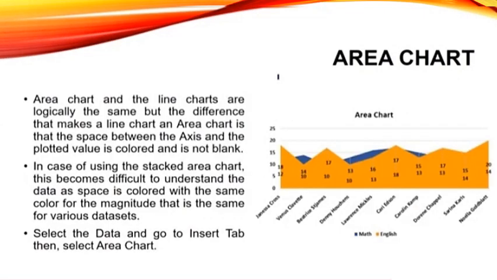Next, area chart. Area chart and the line chart are logically same, but the difference that makes a line chart and area chart is that space between the axis and the plotted value is colored and is not blank.